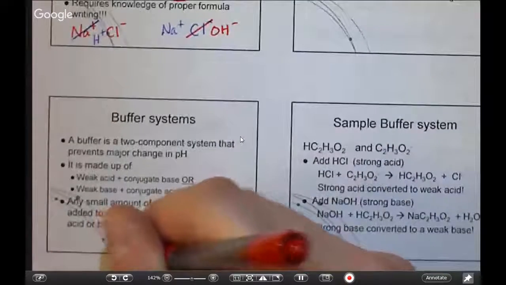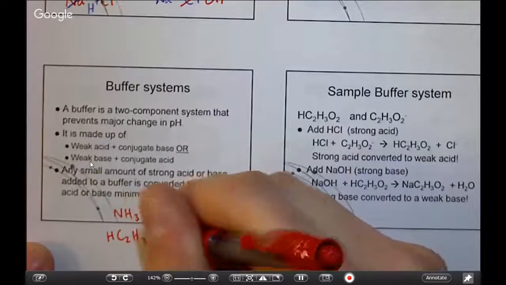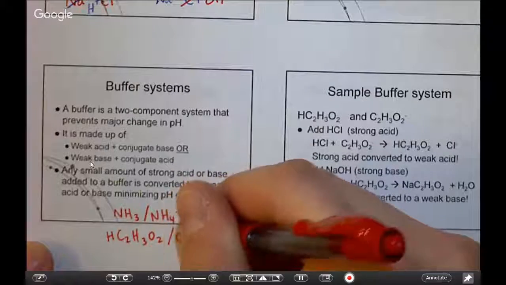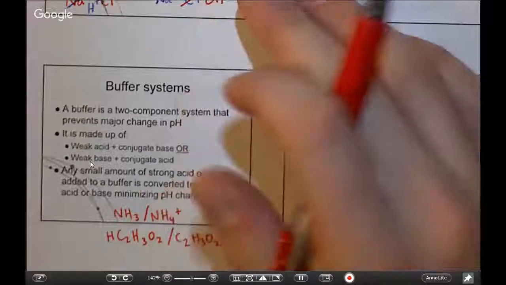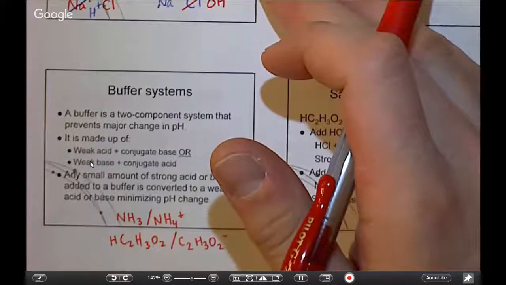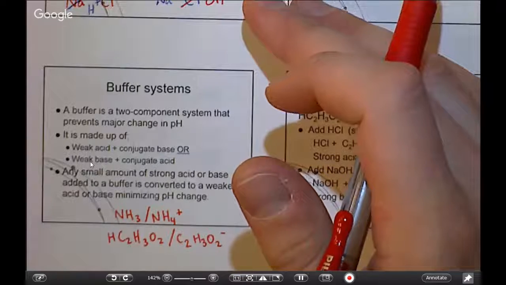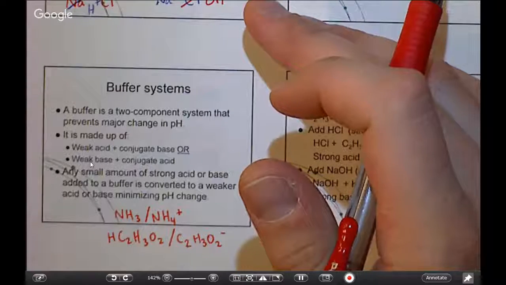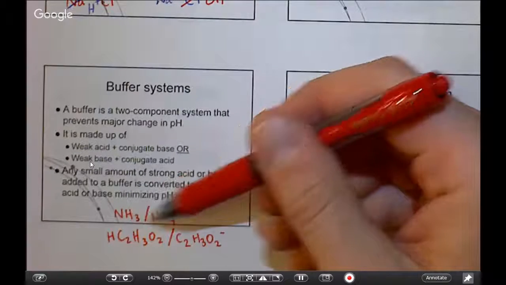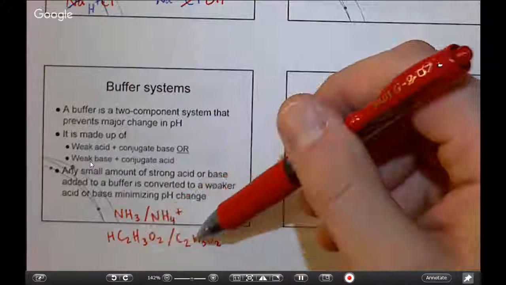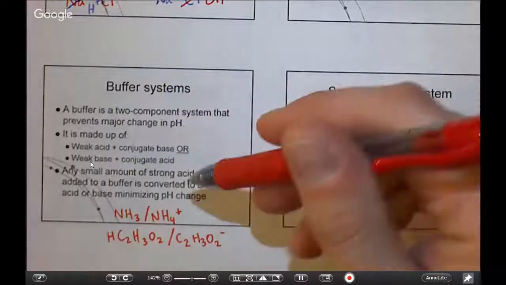or acetic acid is a weak acid and its conjugate base is acetate. Okay, so those are some examples of weak acids or weak bases and their conjugates that would make up a buffer system. So again, it's a two-component system: weak base and conjugate acid, or weak acid and conjugate base, and that two-component system is going to prevent major change in pH.